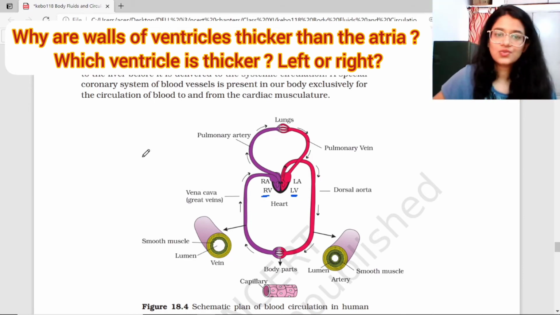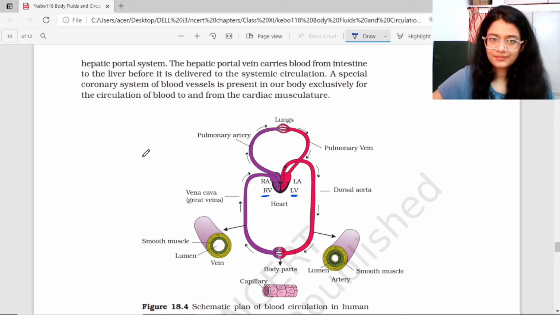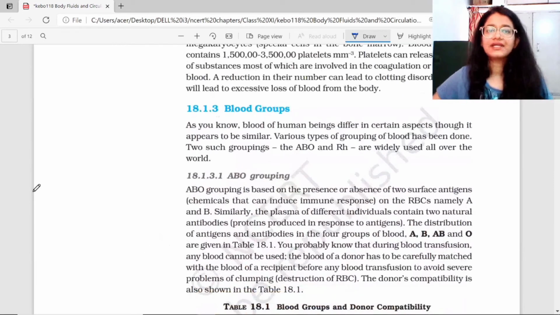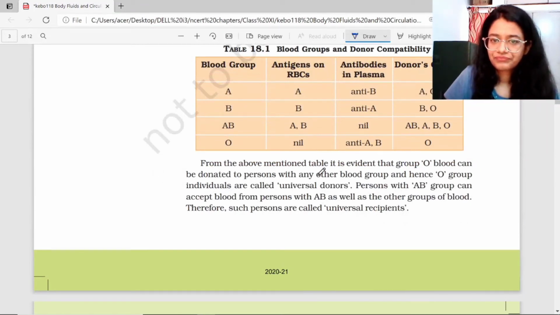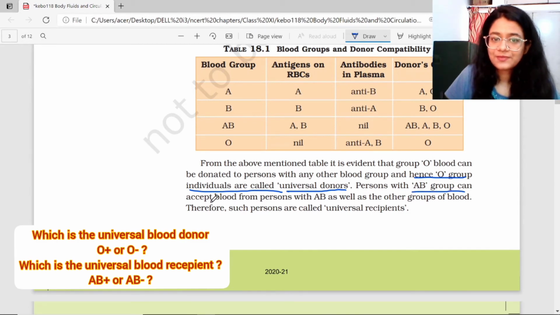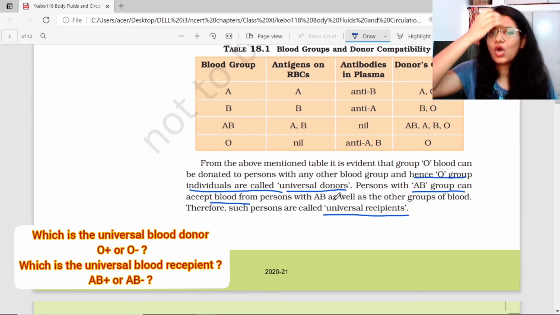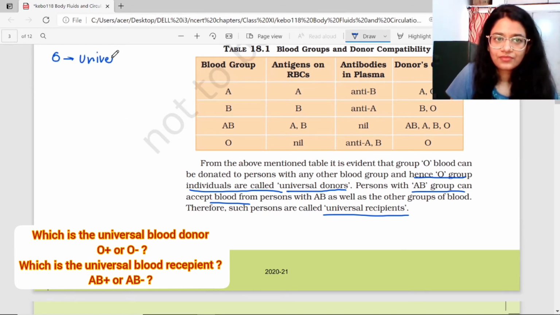Okay, now let's go to another category. Now this is regarding blood groups. All of you know the major blood groups, ABO blood grouping, and which is the universal blood donor and which is the universal blood recipient, right? As you can see over here, it is written that O group individuals are called universal donors. Persons with AB group can accept blood from persons with AB as well as other groups of blood. Therefore, such persons are universal recipients. So one thing is clear: O blood group individuals are universal donors, and AB are universal recipients.